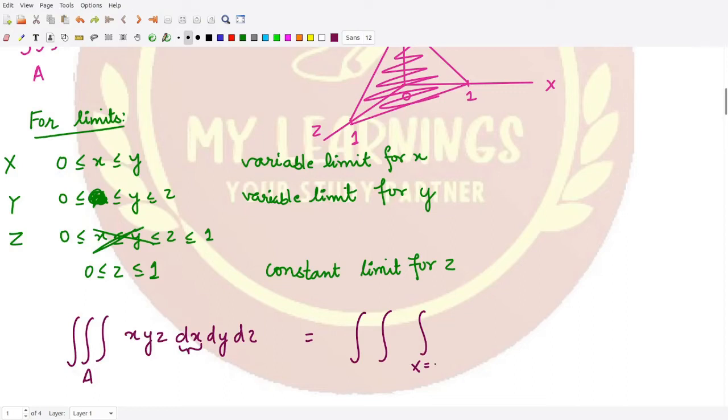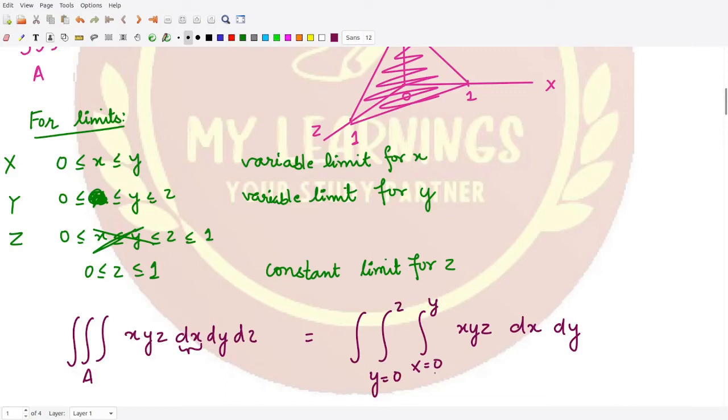So you could substitute the limits here from 0 to y. The integrand would be as such, xyz dx. Next, we wanted to perform the integration with respect to y. So here we would write the limits of y. What are those? It is 0 to z, right? So we will now write 0 to z.